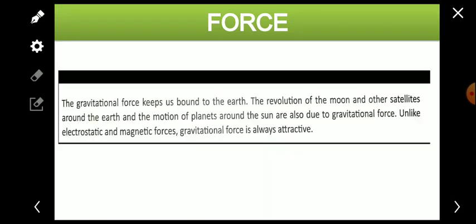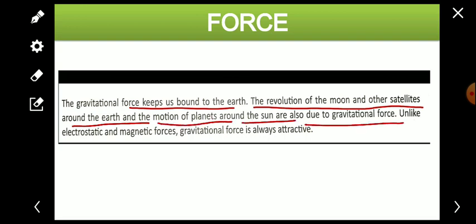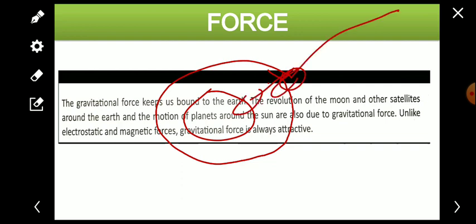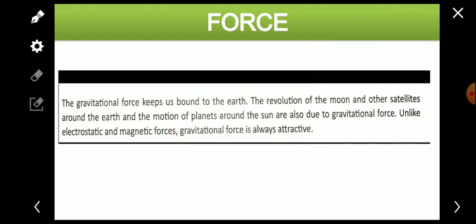The gravitational force keeps us bound to the Earth. The revolution of the Moon and other satellites around the Earth, and the motion of the planets around the Sun, are also due to the gravitational force. Suppose this is the Earth and the Moon is revolving around it; because of the gravitational force they attract each other. That's why the Moon is not moving far away, because the Earth attracts it, and the Moon also attracts the Earth, so they are bound to each other. Like that, every planet is bound because of the gravitational force. Each and every planet attracts each other, and they are stable in the universe.